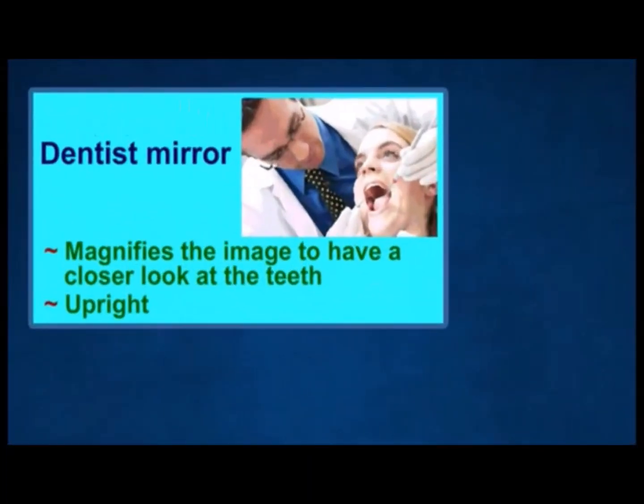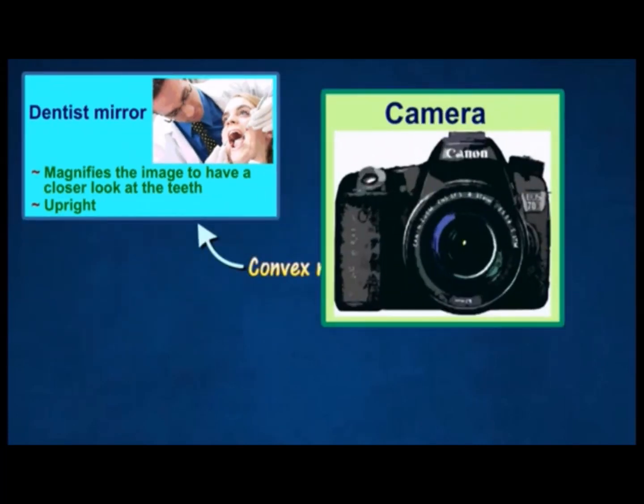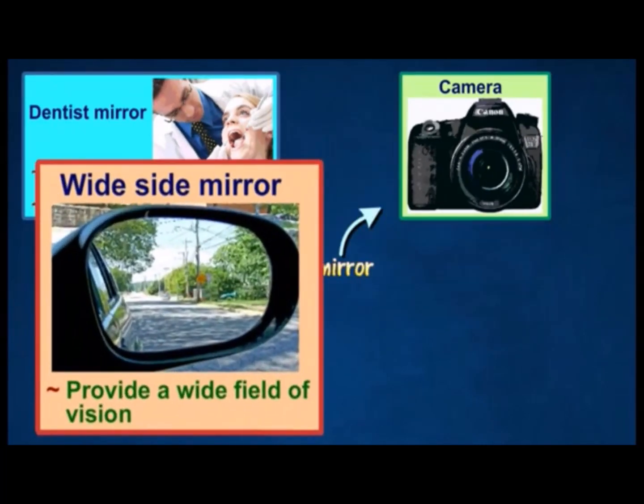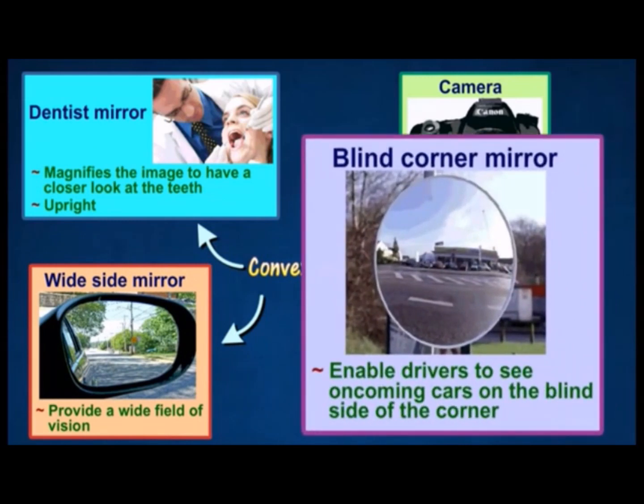Applications of reflection of light on convex mirror. The convex mirror magnifies the image for the dentist to have a closer look at the teeth. The image is upright. Convex mirror is also applied in cameras. Convex mirror is attached to the plane mirror because it has a wider field of vision than a plane mirror. Blind corner mirrors are usually placed at a sharp corner to enable drivers to see oncoming cars on the blind side of the corner to avoid accidents.